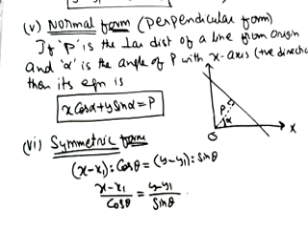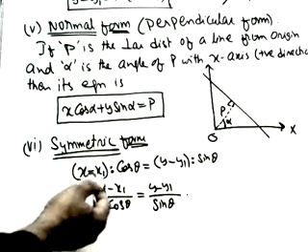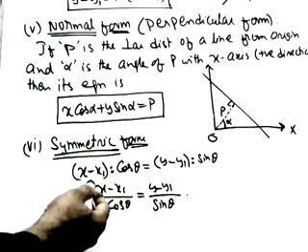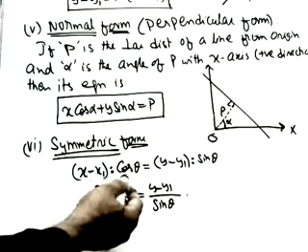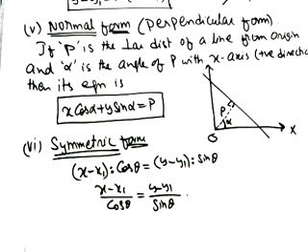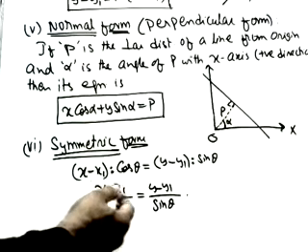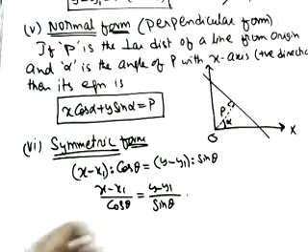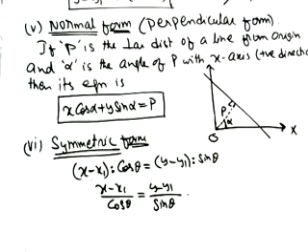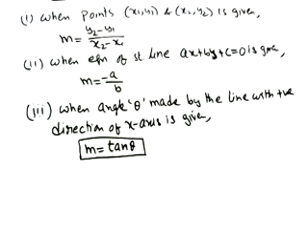And lastly, symmetric form. Generally, we don't have much use of symmetric form. Just remember this: x minus x1 over cos theta equals y minus y1 over sin theta. So this is the symmetric form of the line.